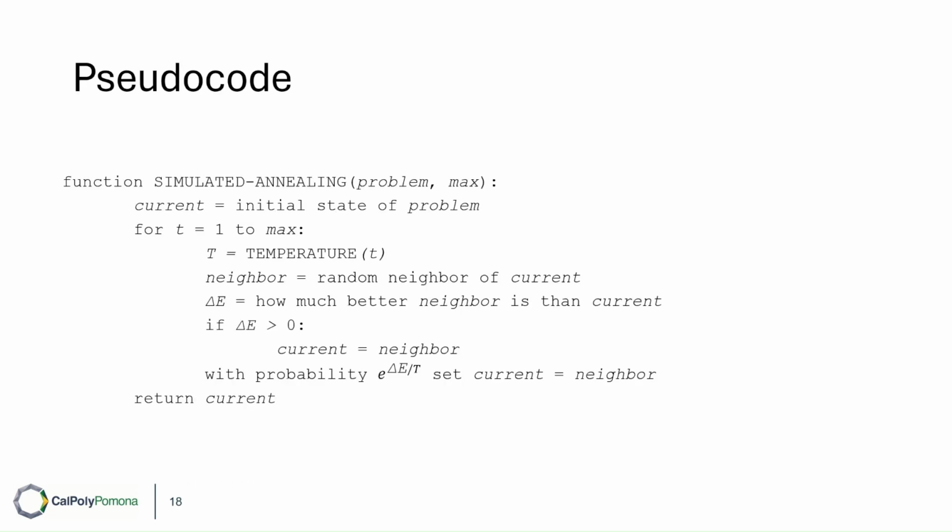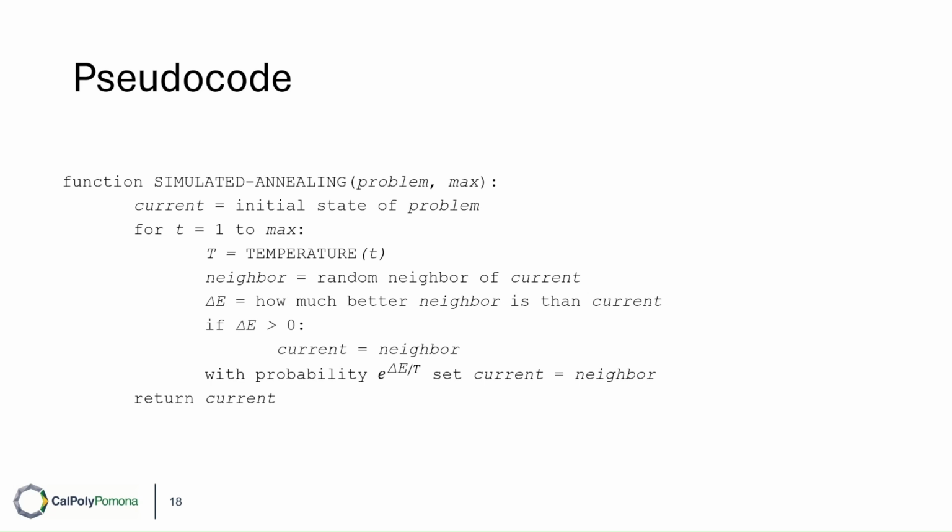So in summary, early on we are more likely to accept neighbors that are worse than our current state, and later on we are less likely to accept neighbors that are worse than our current state. And the pseudocode looks like this. First, we have a function simulated annealing, which takes a problem and some maximum number of times that we might want to run the simulated annealing process.